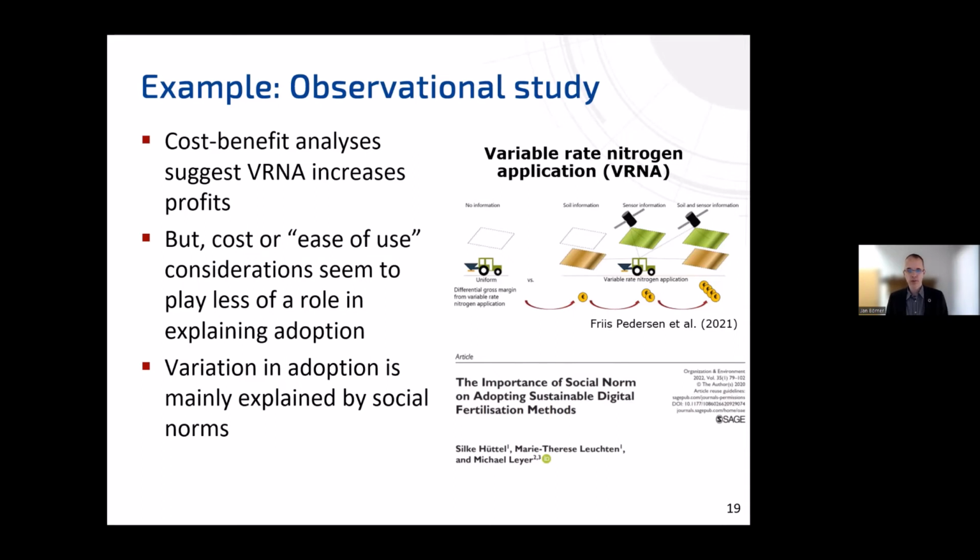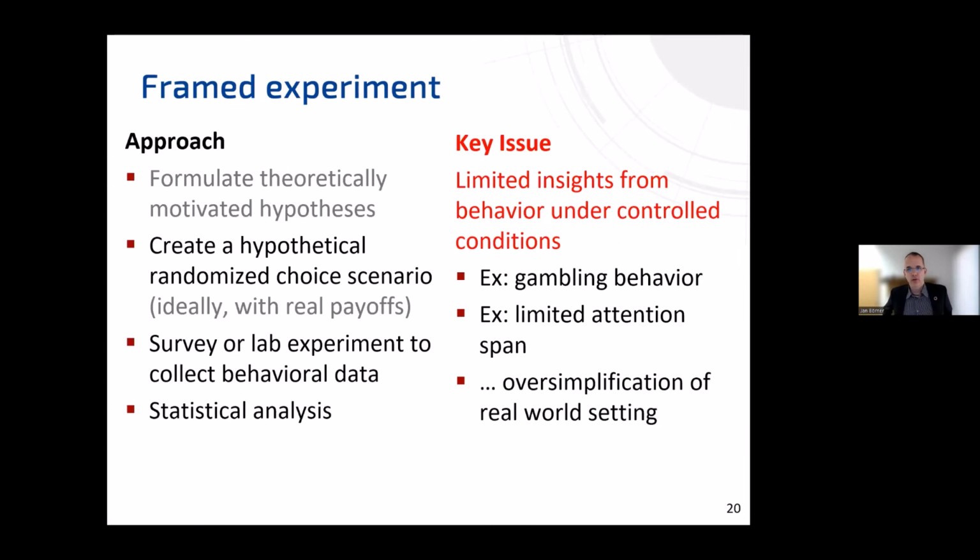So social norms, in a way, are a very important aspect, and we have to understand how they are formed and how they are transformed over time, also through interaction of farmers in their networks, right? So here's another example of a framed experiment looking at technologies that are not necessarily already in use.